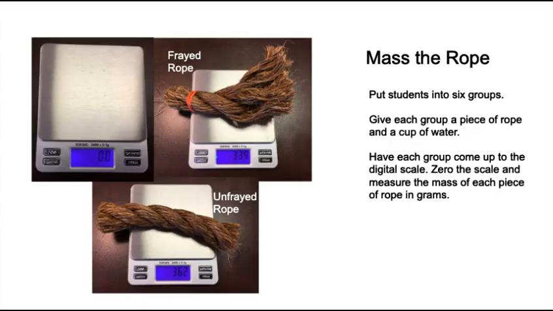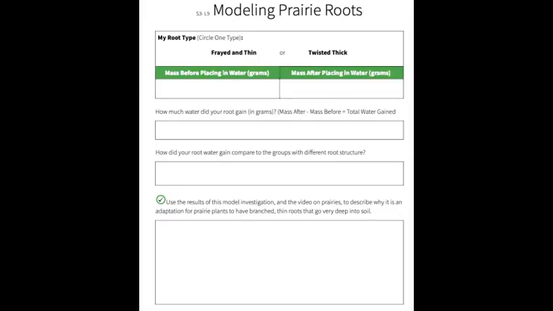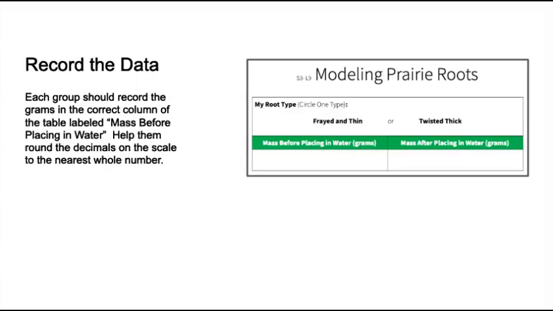Separate students into 6 groups, giving each group a piece of rope and a cup with water. Each piece of rope may have slightly different masses, so it is important that each group record their own data. Have each group come up and place their rope on the scale to find the mass, then record on this student journal page here. Help students round the decimals on this scale up or down to the nearest whole number.